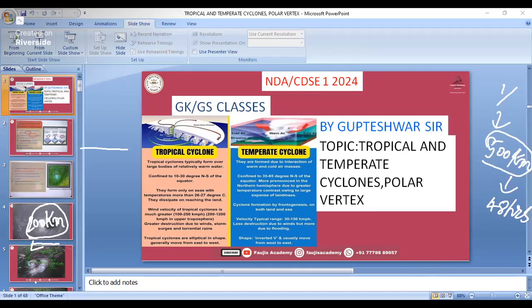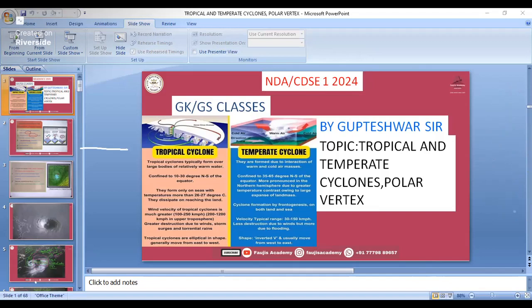So these are the warning systems. You must remember all those codes. Now we will come to the temperate cyclone part. This was all about the warning systems, and yesterday we saw all those other parts of the tropical cyclone. Now we will come to the temperate cyclone.